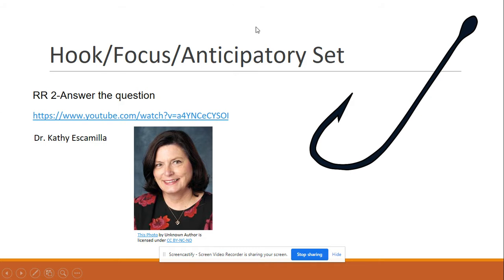To start the lesson, the anticipatory set, we are going to answer the first question on your respond and reflect assignment 2. At the beginning of your assignment, there is a question about Dr. Kathy Escamilla. It says, what is one idea mentioned by Dr. Escamilla that was new to you or that interests you? So we're going to watch the video, and we are going to learn about the best approach to teach Spanish-speaking students in our community.